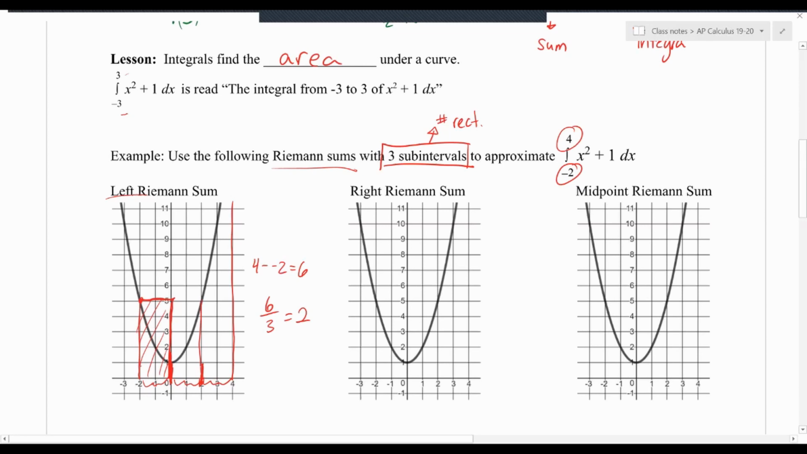Now between 0 and 2, 0 is on the left. So I'm going to use this height at 0 to be my rectangle.